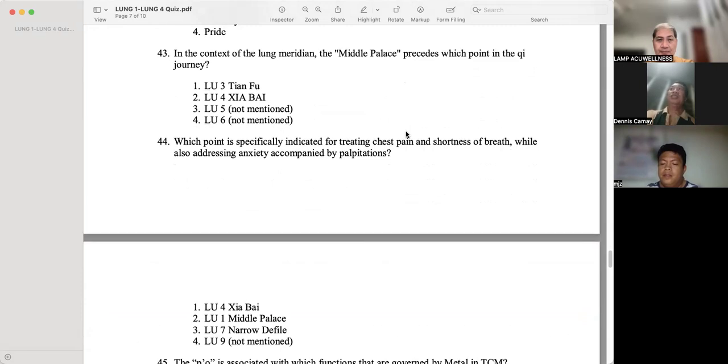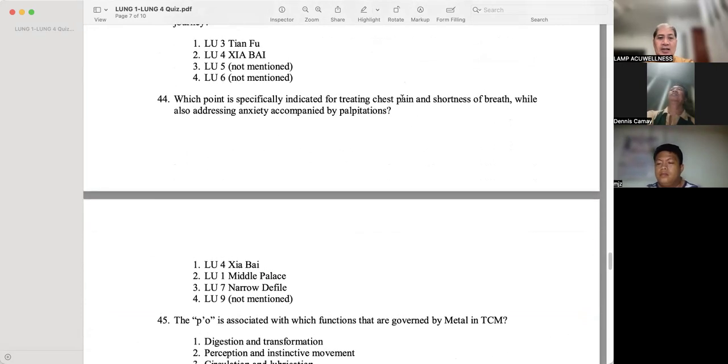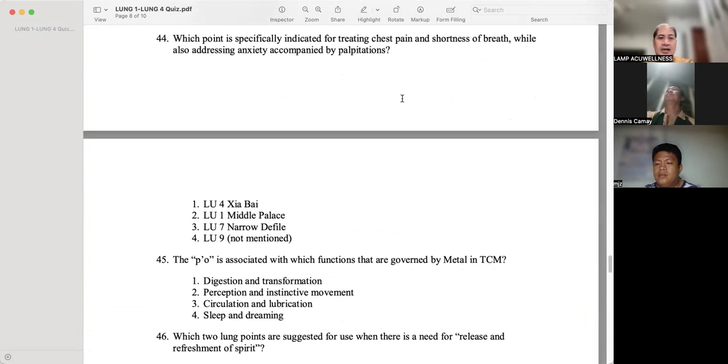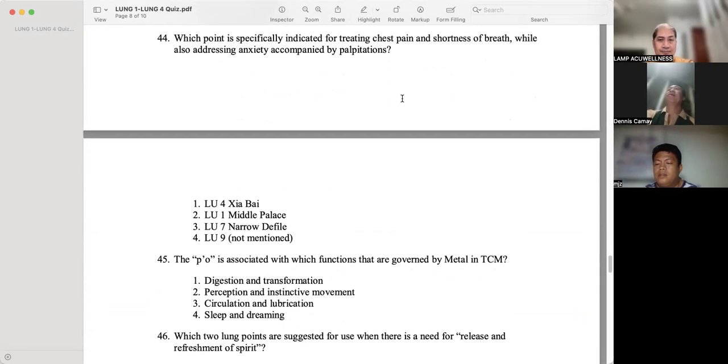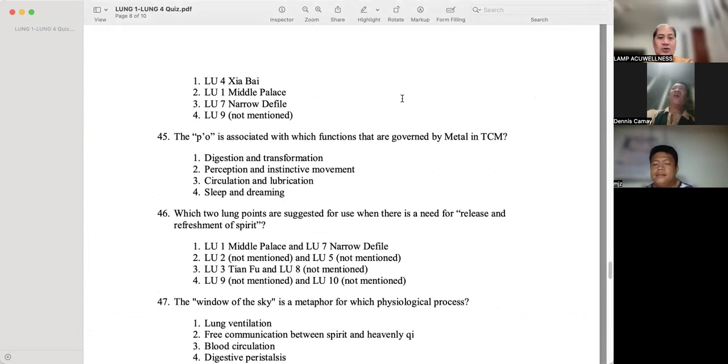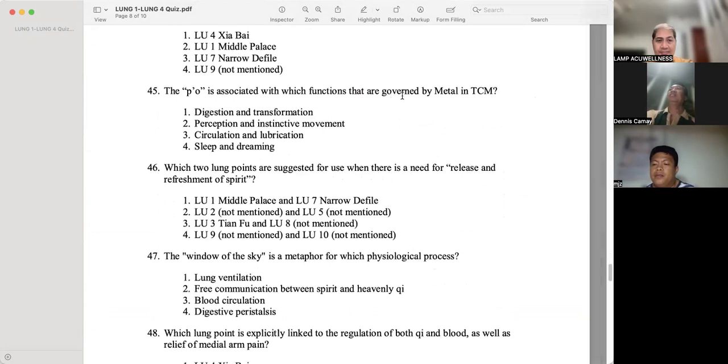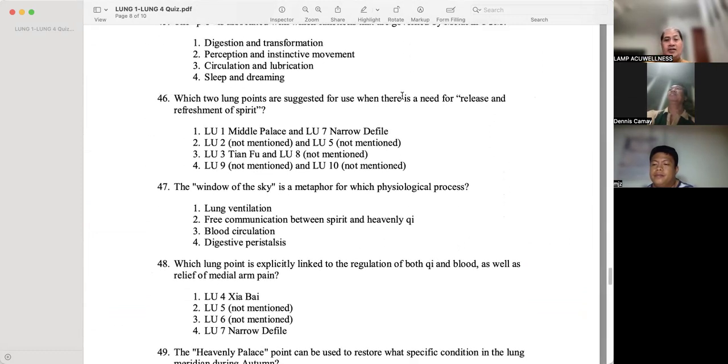Lung 3 and 2. Which point is specifically indicated for treating chest pain and shortness of breath, while also addressing anxiety accompanied by palpitations? Lung 4 Shabai. Associated with which functions that are governed by metal in TCM? Perception and instinctive movement. Which two lung points are suggested for use when there is a need for release and refreshment of spirit?